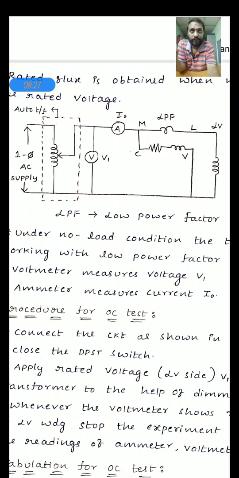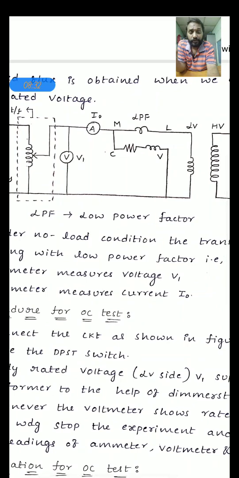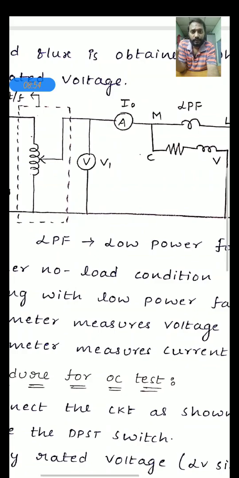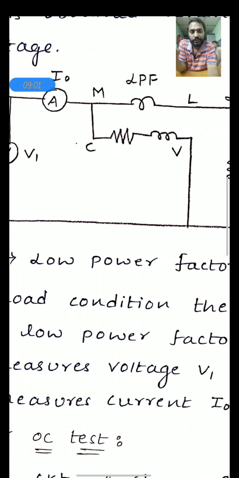Why do we have to connect an LPF wattmeter? Because under no load condition the power factor of the transformer is very low. It operates at a very low power factor, less than 0.2 lag. So it is preferable to use the LPF wattmeter rather than a UPF wattmeter here. And there is one ammeter which measures the current, and the last one is the voltmeter. This voltmeter measures how much voltage we are applying to this LV winding.